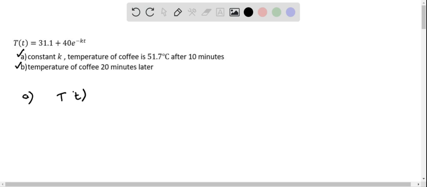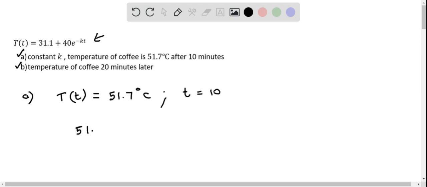Here it is given that after 10 minutes, the temperature cools down to 51.7 degrees centigrade, which means T(t) is given as 51.7 degrees centigrade, and the time is given as 10 minutes. So we can just put it as 10. We now use these values to plug into this equation. So let me do that.